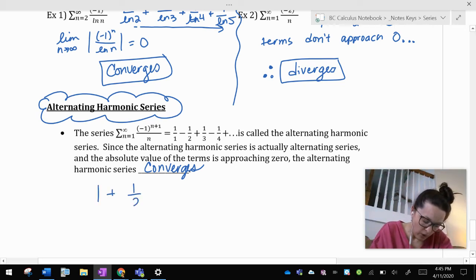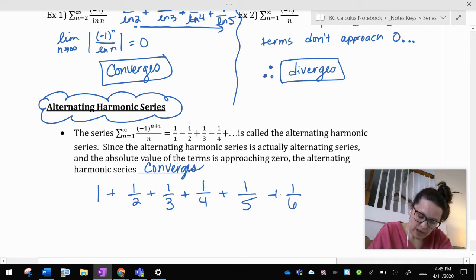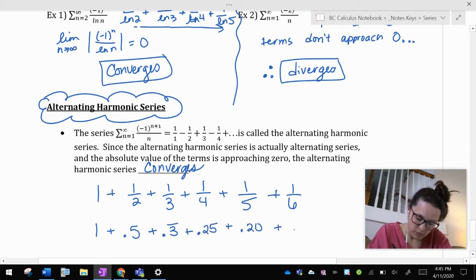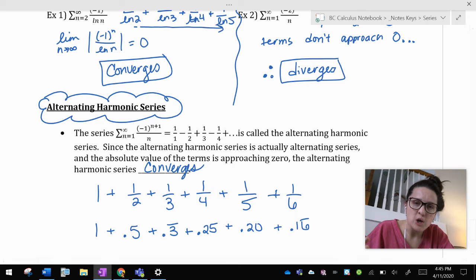If we think about the regular harmonic, and I were to write out the decimal expansion, this is 1 plus 0.5 plus 0.3 repeating plus 0.25 plus 0.20 plus 0.16 repeating. When I add these together, all these decimals are pretty close. So I'm adding 10 decimals up to 1/10. That's definitely going to add up to a lot. And then if you think of all the decimals leading up to 1/100th, I have 100 fractions leading up to 1/100th. These are going to add up to a lot.